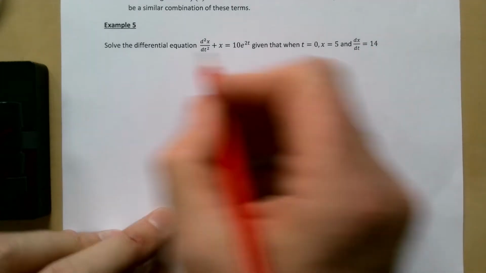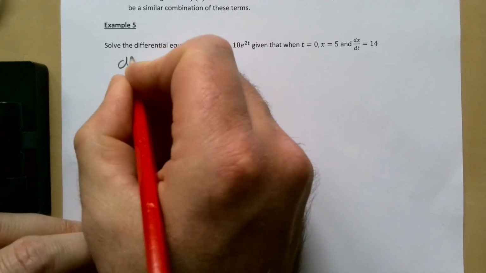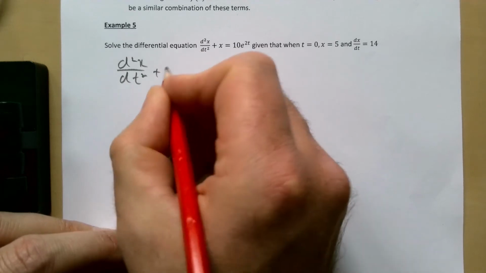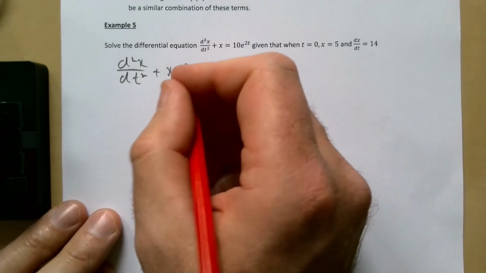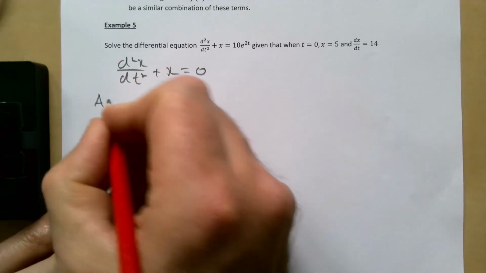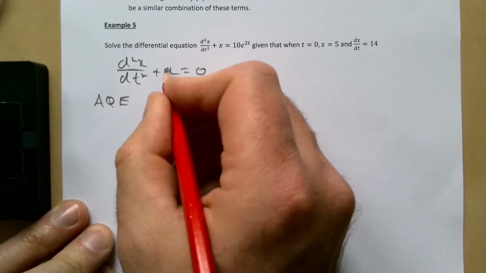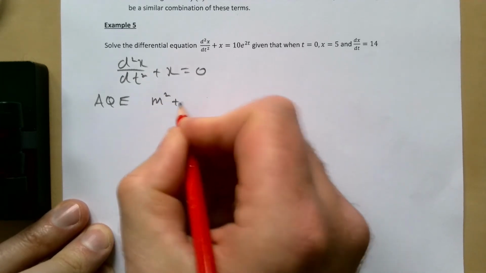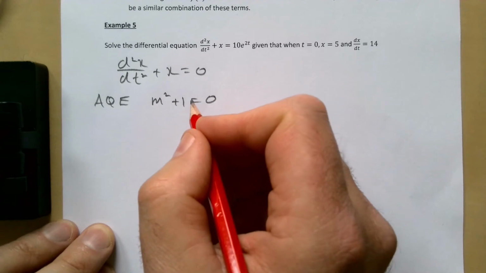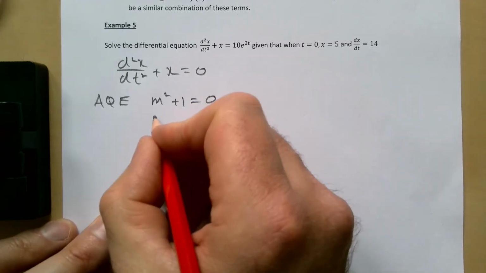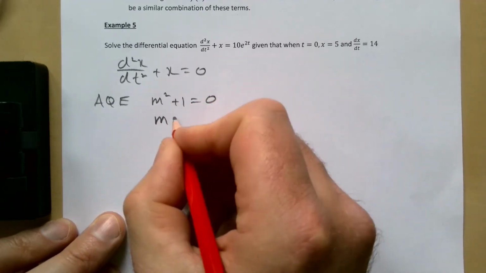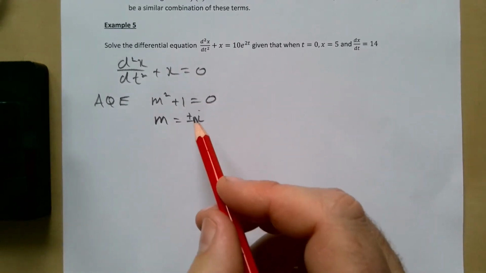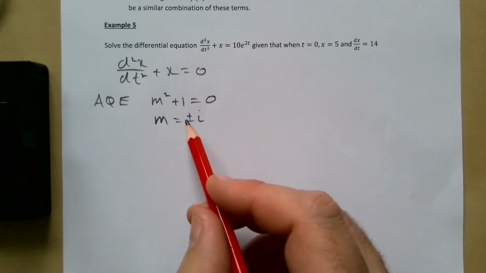So first thing we need to find is, we're going to set this equal to 0, d2x by dt squared plus x equals 0. Our AQE in this case, hopefully you can see we've no x term, or m term, so it's going to be m squared plus 1 equals 0. That's only going to give us complex roots, and it's going to be plus or minus i. That means there's no real part to this complex number.